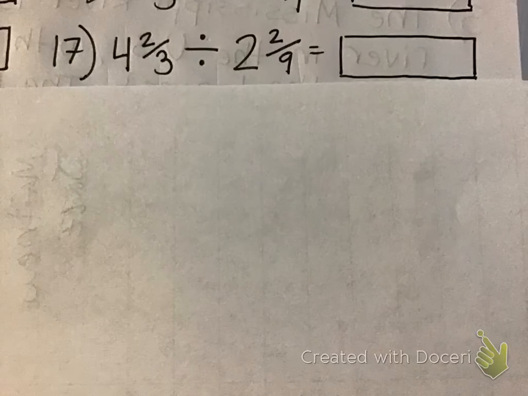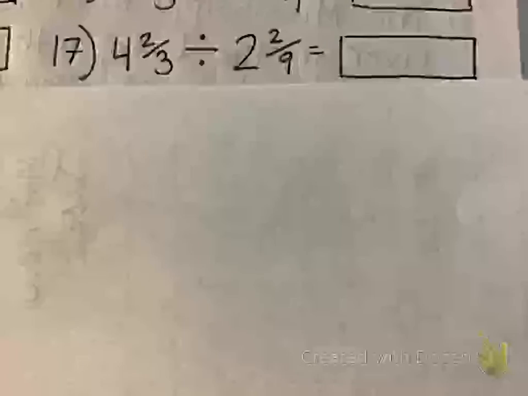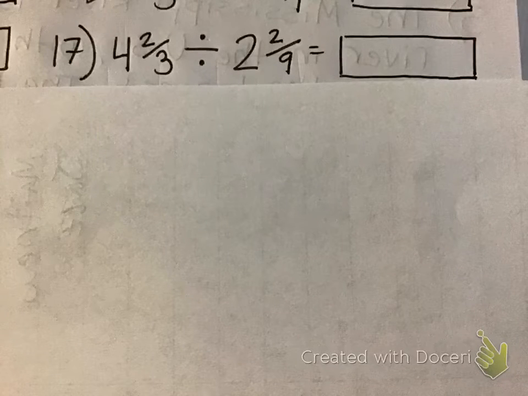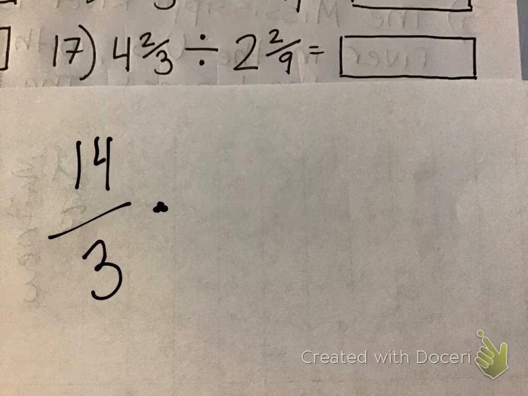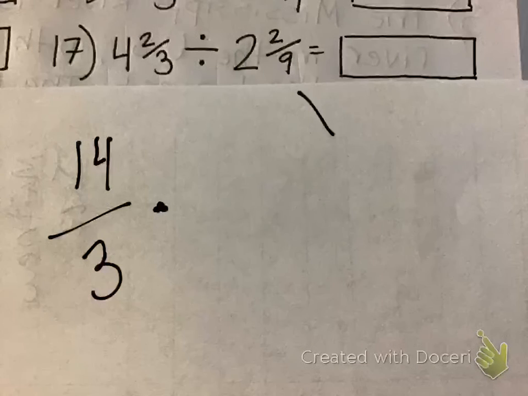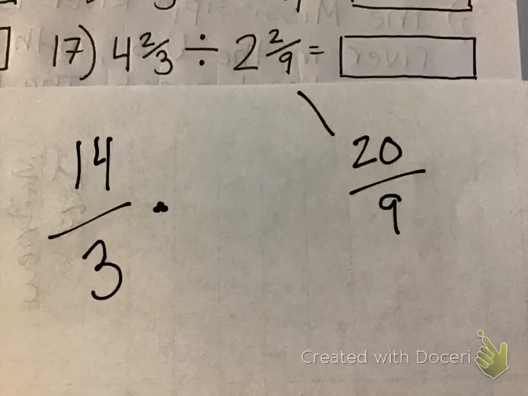Excellent. Last problem, same sort of thing. We have to turn it into an improper fraction. So, Yureen, what does the mixed number become as an improper fraction? Perfect, 14/3. I do my change. First of all, what is 2 2/9 as an improper fraction? What is 2 2/9 as an improper fraction, Chris? 20/9. But that's it originally. So now what do I have to do, Ani?